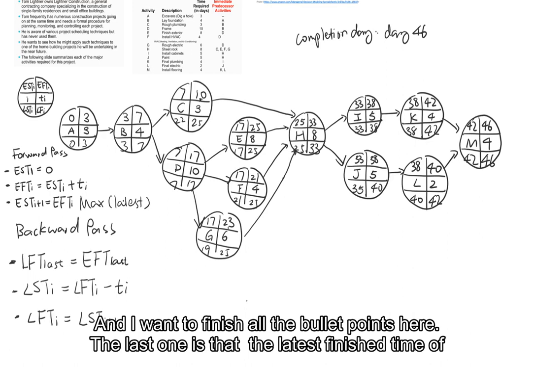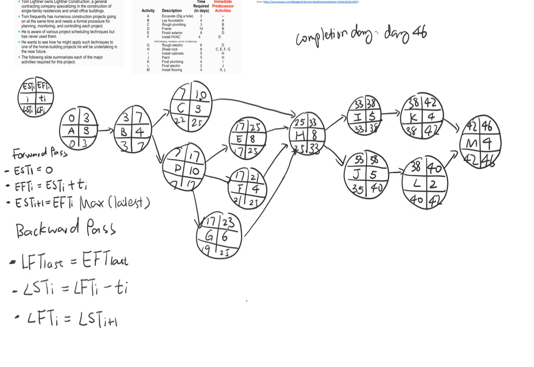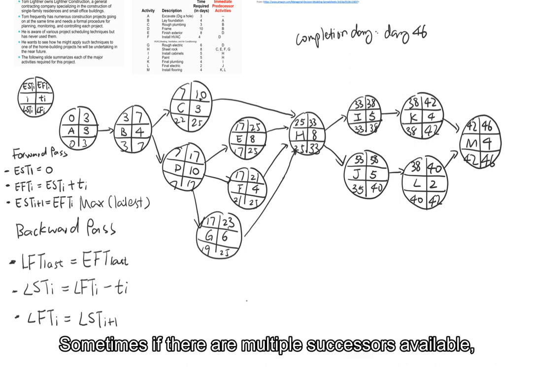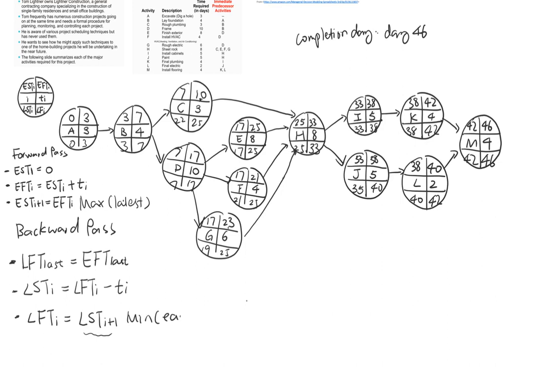And I want to finish all my bullet points here. So last one, the latest finish time of an activity is equal to the latest start time of its successor. Sometimes if there are multiple latest start times of successors available, then we are going to choose the minimum number or the earliest date. Okay, and that completes the backward pass.